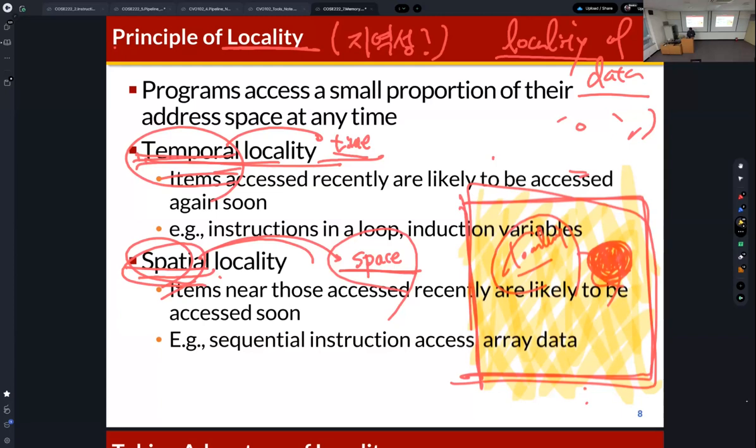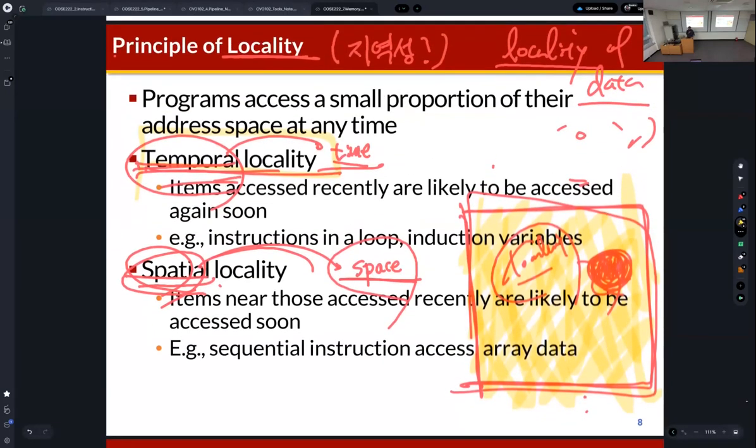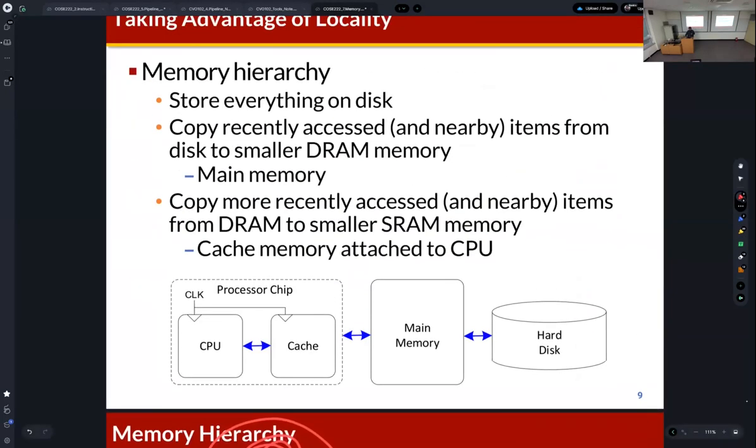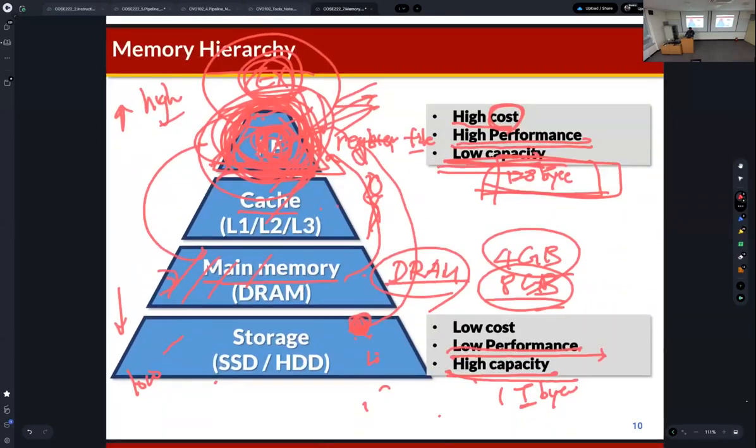But if the memory locality is not observed, the performance will be very low. Okay? But fortunately, we can observe the locality in most applications. So that's why we can use a memory hierarchy in our computer system. Okay, do you understand? This is very important.